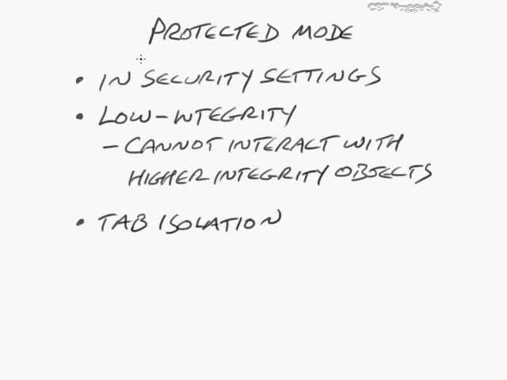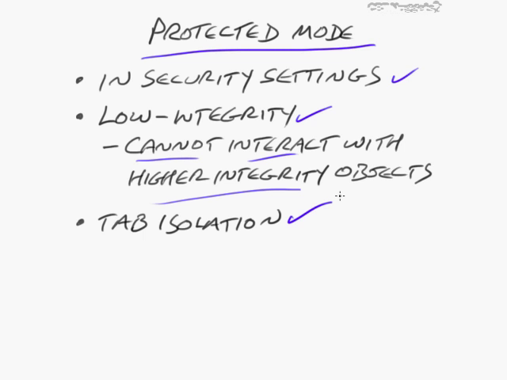Now, I mentioned protected mode a few different times, but just as a quick review of that, this is in the security settings where you configure this. It's going to put the web applications in low integrity so that they cannot interact with other higher integrity objects. That's, again, where they might try to jump over to a different tab, and that's part of what the tab isolation I mentioned earlier is there for.